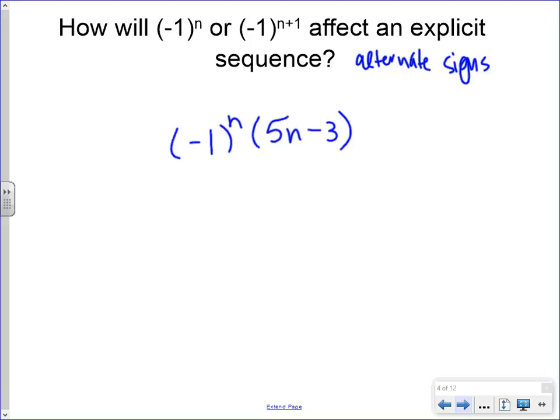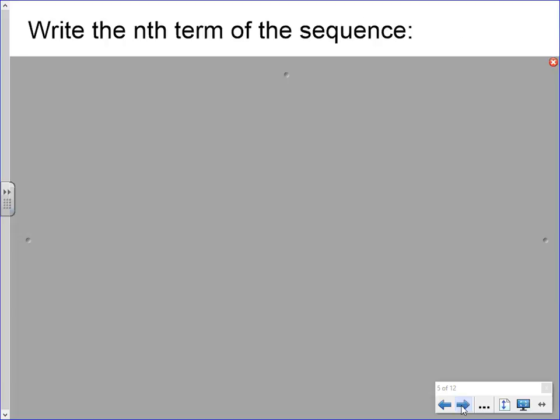Okay, so if you see a sequence that goes positive, negative, positive, negative, positive, negative, you know that you're going to have one of these multiplied to your rule. Now, if we have this, is the first term going to be positive or negative? Negative. -1 to the first is negative. However, if we plug 1 in here, we have -1 squared. So this would cause your first term to be positive. So when we get to one of those, we'll talk about it again. I'm just warning you that that could happen.